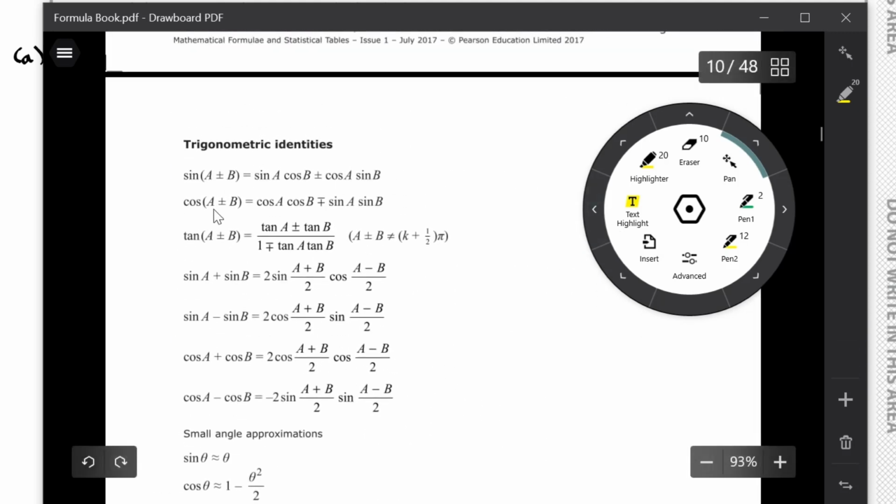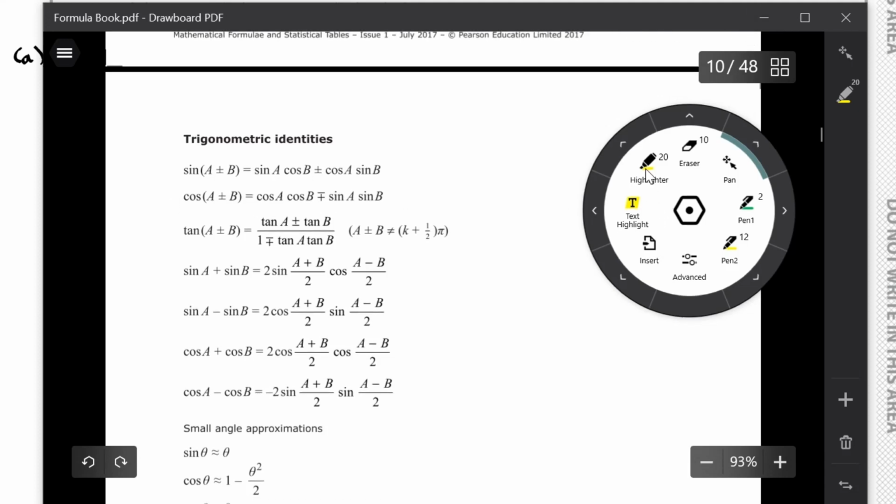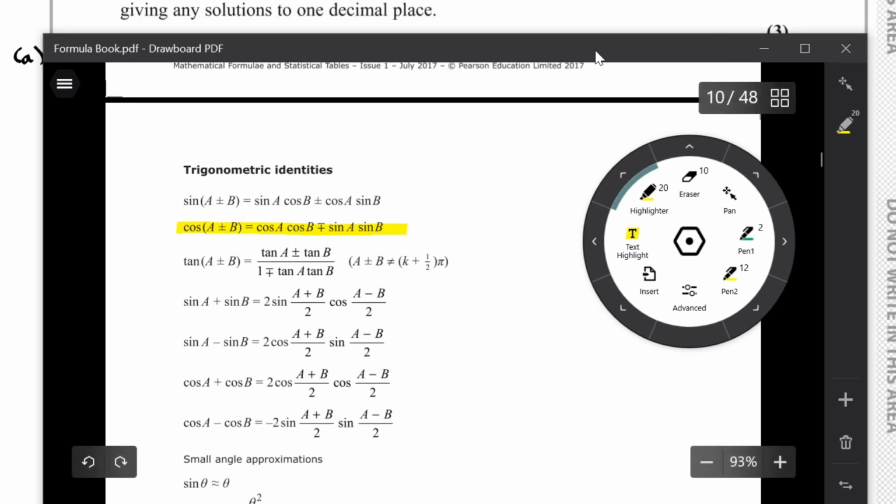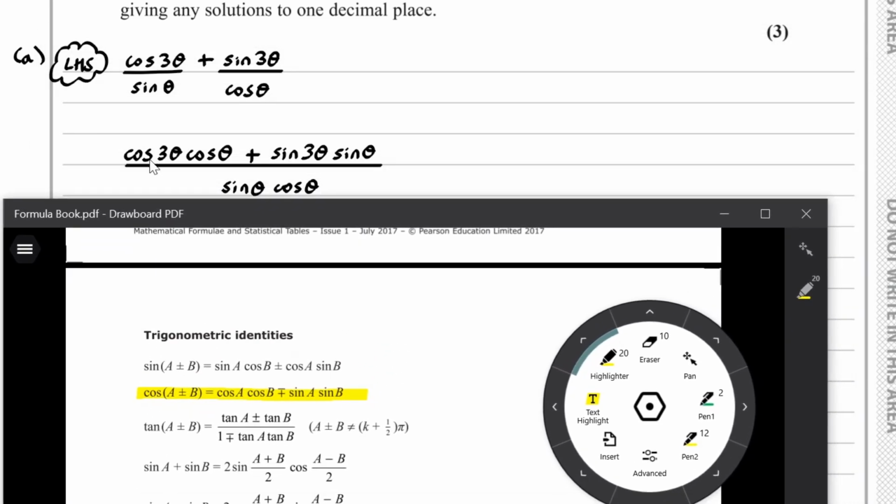If you look over here, if we compare what we have here with what's given so far, we see over here that we have cos of 3 theta cos of theta plus sine of 3 theta sine of theta. And if we compare that with what we have over here, where we have a plus here, we use the minus in the formula, and can you see that A is equal to 3 theta, and that B is equal to theta?